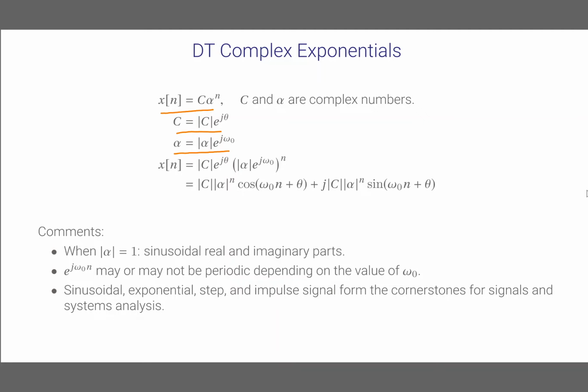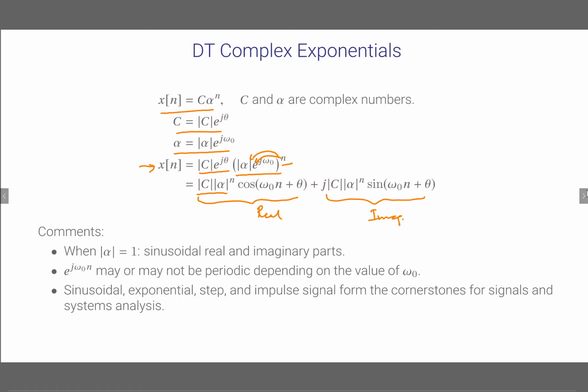So when you put them together, you can see x[n] is equal to C e to the power of j theta times magnitude of alpha e to the power of j omega naught n. So therefore this n multiplies the alpha as well as j omega naught. As a result, you will have magnitude of C times magnitude of alpha to the power of n cos(omega naught n plus theta) plus j times magnitude of C alpha to the power of n sin(omega naught n plus theta). So therefore you can see this is the real part of the signal and this is the imaginary part of the signal.